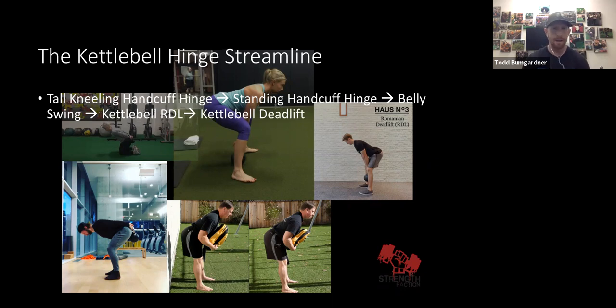We start with a tall kneeling handcuff hinge. We fold ourselves in half. Looks good. Standing handcuff hinge, belly swing. So what does this do? All this does is take the environment and add complexity to it, right?